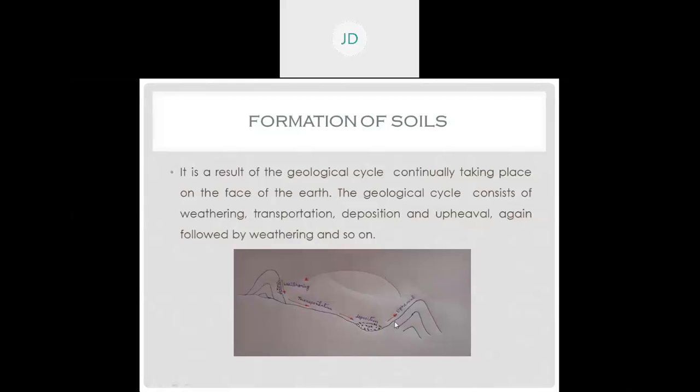So have you understood till now the formation of soil? You can rest. Yes, sir. Okay. Yes, sir. Okay, great.